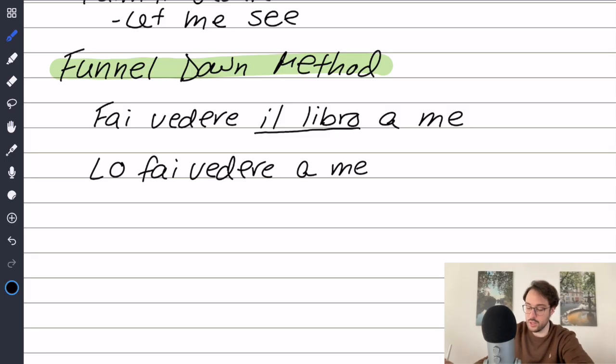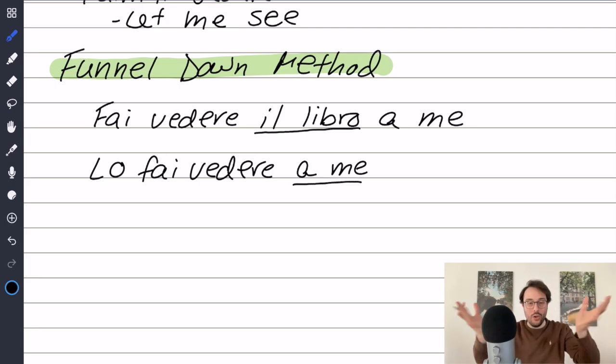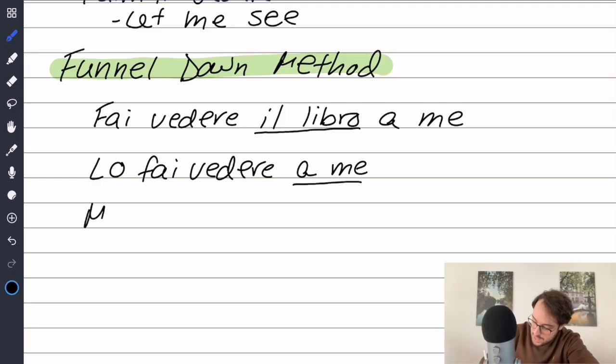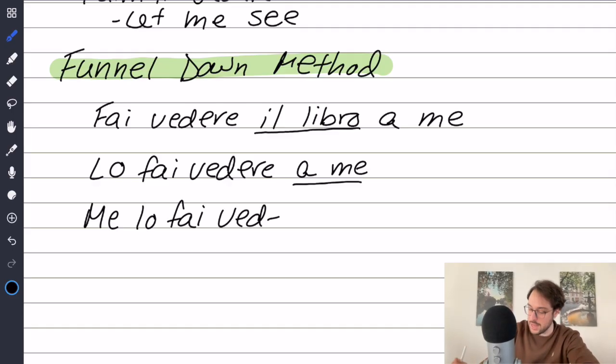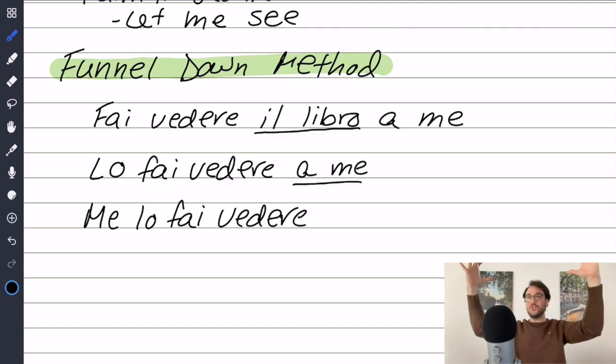Now we're going to change the indirect object of the sentence. A me becomes me. When me is next to lo, it becomes mello, as we discussed in our video on double or combined object pronouns. Me lo fai vedere. And now, I started with everything drawn out. Replaced one of the objects with an object pronoun. Now I replaced both objects with a combined object pronoun.